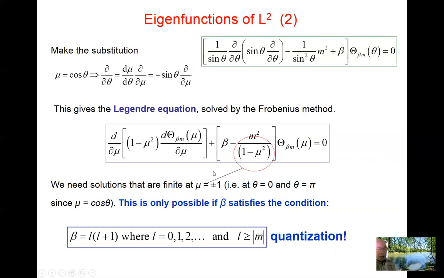But what we want is to have a final solution for mu equal plus minus 1. And so this is only possible if beta satisfies these conditions, that beta is equal L times L plus 1, where L is equal 0, 1, 2. So it's again an integer. Again, this condition introduces quantization into the system. So again, it comes from the fact that we request how our solution should look like.